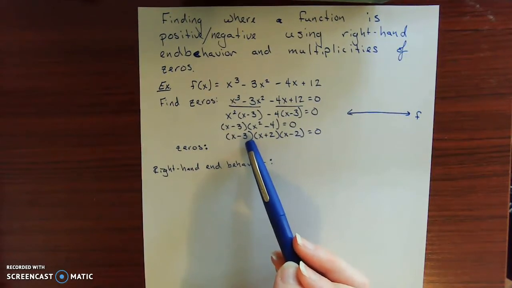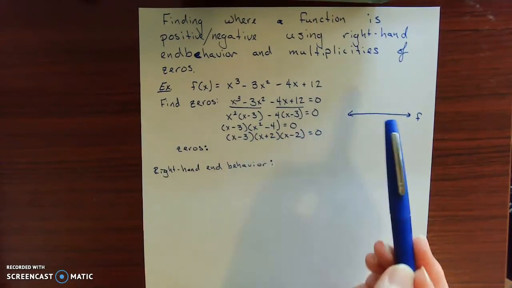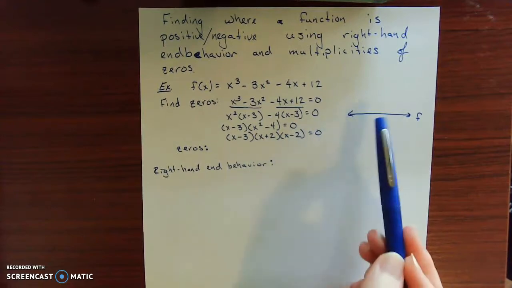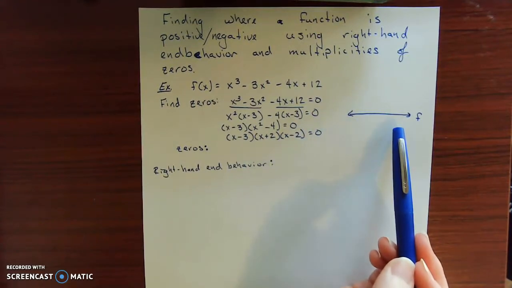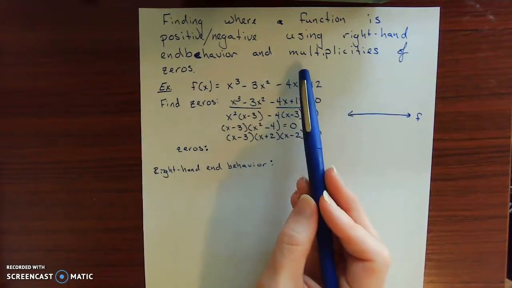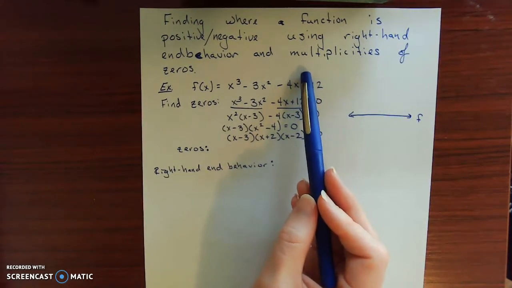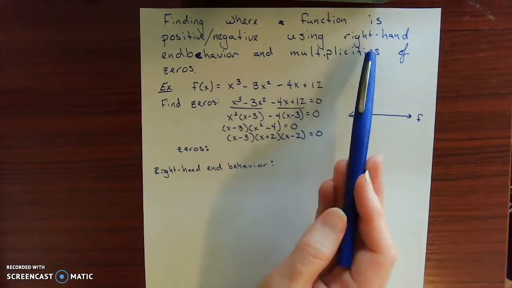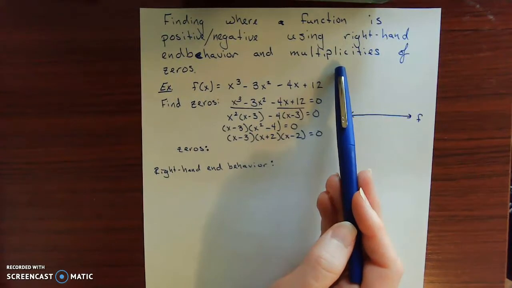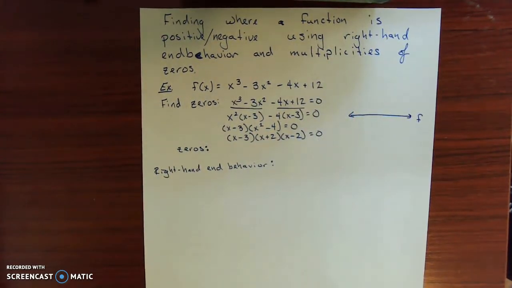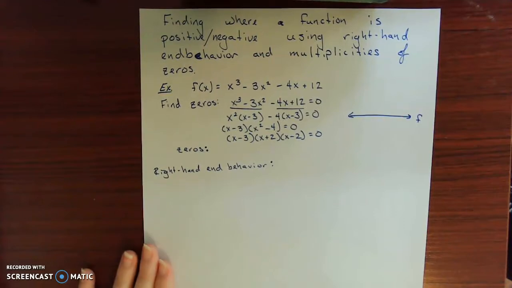But I know the textbook and my math lab likes to plug in a point in between each of those zeros, but you can save a lot of time using this method that I like to teach in pre-calculus, which is using the right-hand end behavior and the multiplicities of the zeros. So this is great for looking at a sign analysis for polynomials and rational functions.